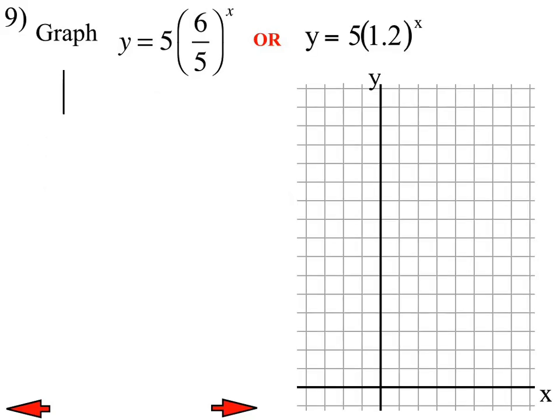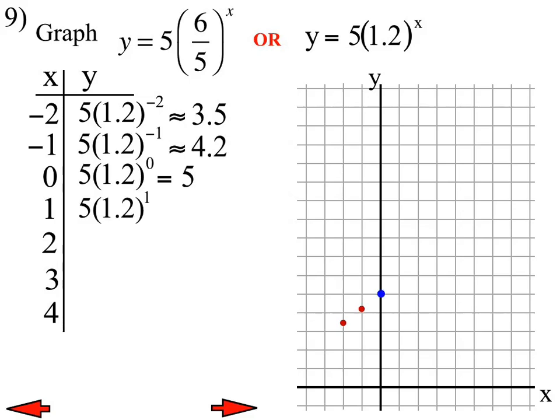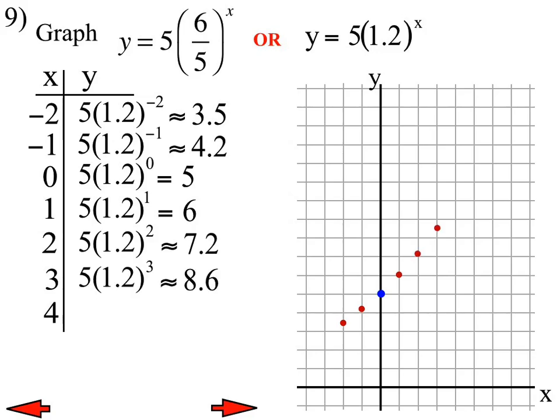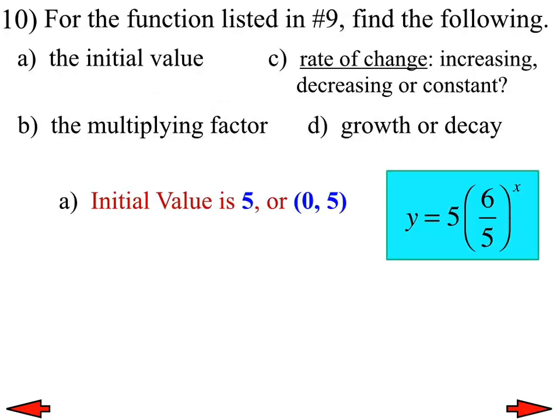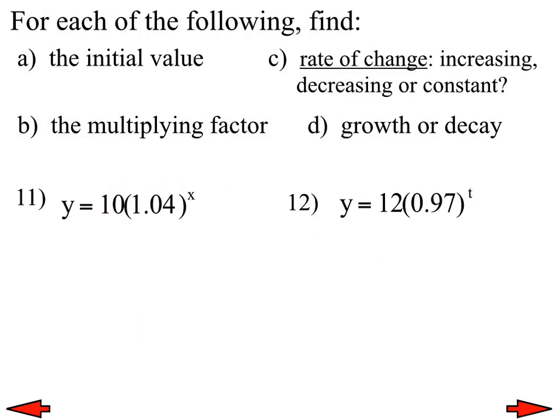Here, I'll give you the equation for number 11 while I'm going through this. 11 is y equals, so write this down, y equals 10 times 1.04 to the x power. And there it is. There's 11 and 12. Go ahead and answer 11 and 12.